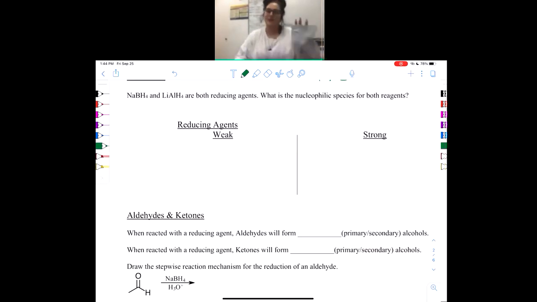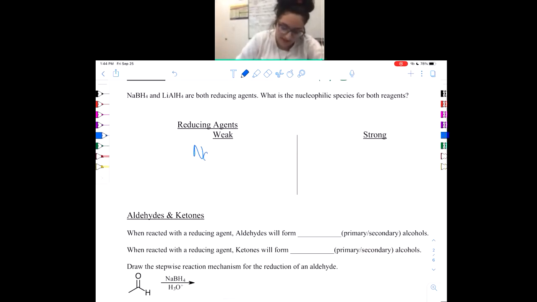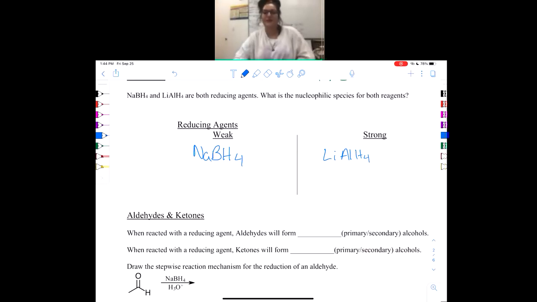It's not necessarily a trick question. It's just one that a lot of people mix up all the time, and I have an easy way to remember it. Okay, so I will tell you now. The one that is weak is NaBH4, and the strong one is LiAlH4, lithium aluminum hydride. And NaBH4 is sodium borohydride, or something like that. I don't remember.